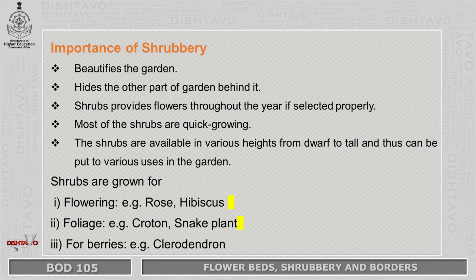Importance of shrubbery. Beautifies the garden, hides other part of the garden behind it. Shrubs provide flowers throughout the year if selected properly. That means, if the perennial plants are selected, they give the flowers throughout. Most of the shrubs are quick growing, they do not require much of care, and the shrubs are available in various heights from dwarf to tall and thus can be put in various uses in the garden. Shrubs are grown for flowering, example rose and hibiscus, foliage plants, croton or snake plant, for berries, that is chlorodendron.